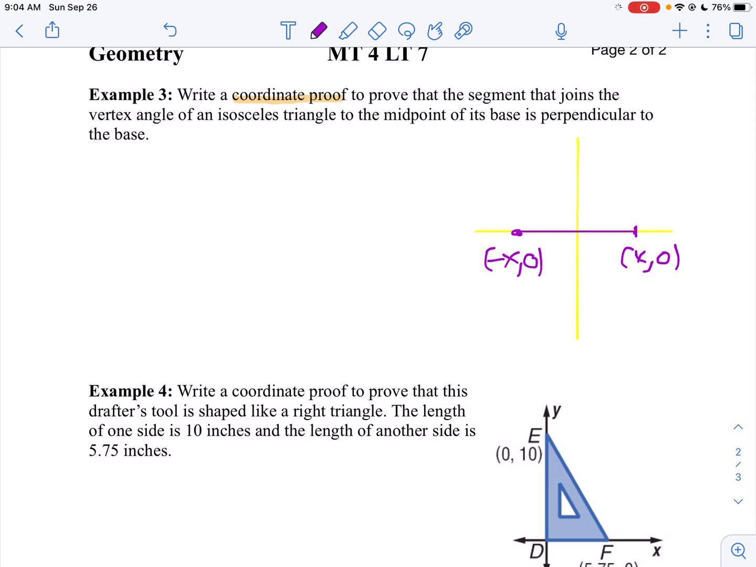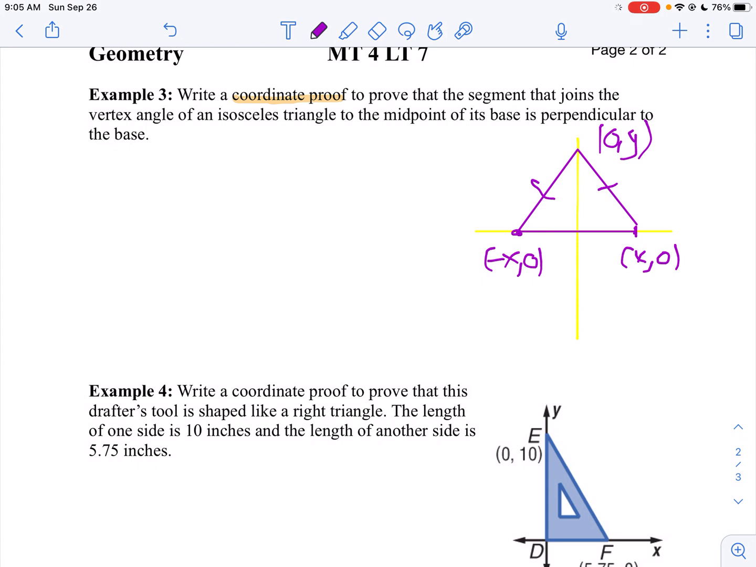And I'm going to have it go to the y-axis, someplace on the y-axis, so I'll call this point right here and this point right here. Since I'm going to the left and right, that's how I know it's isosceles. I know these two sides are the same. I'm going to call this point 0, y.